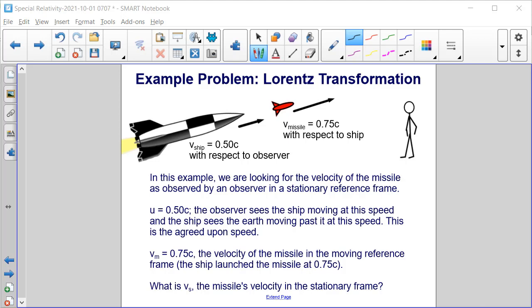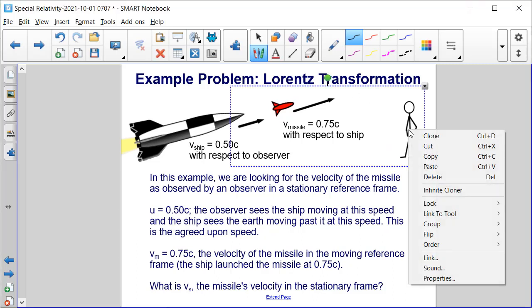Okay, so just as a reminder, the ship is moving 0.5 c with respect to the stationary observer and launches this missile 0.75 c with respect to the ship. And the question we're asking is, how fast is this missile moving relative to the stationary observer? We're looking for the velocity of the missile as observed by an observer in a stationary reference frame.